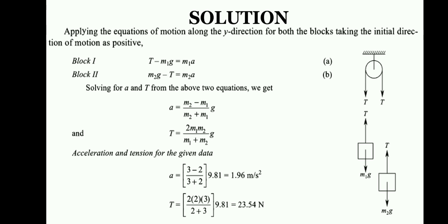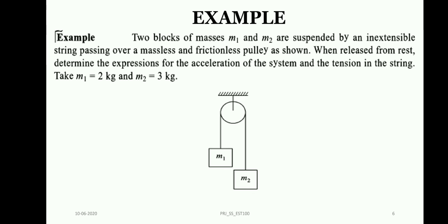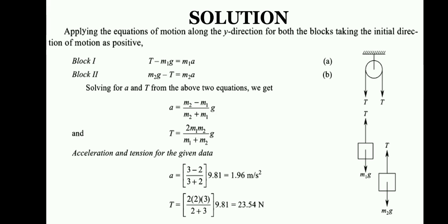Then in the question, they are giving the value of m1 as 2 kg and m2 as 3 kg. Applying those values, a becomes (3 minus 2) by (3 plus 2) into 9.81. That is, the acceleration value is 1.96 meter per second square. Clear? Then substituting that acceleration value in the tension equation, we get the value of tension as 23.54 Newton.